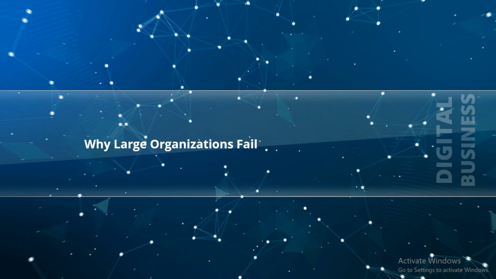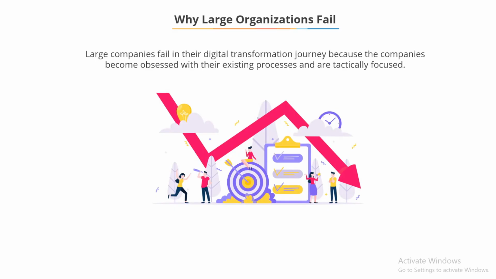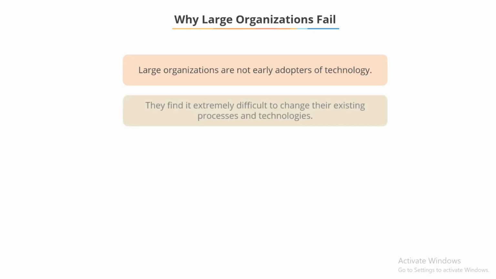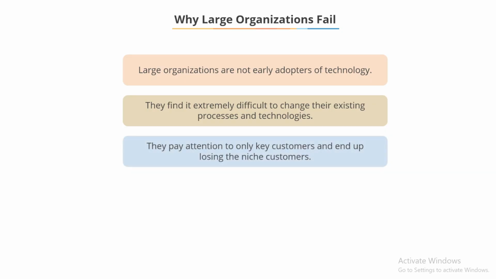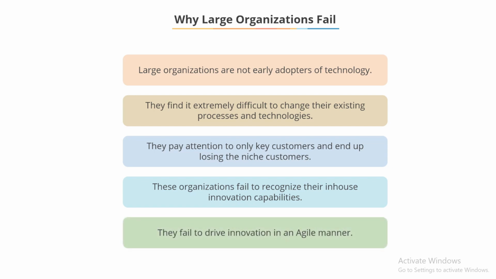Let us see why large organizations fail. Large companies fail in their digital transformation journey because the companies become obsessed with their existing processes and are tactically focused. Large organizations are not early adopters of technology. They find it extremely difficult to change their existing processes and technologies. They pay attention to only key customers and end up losing the niche customers. These organizations fail to recognize their in-house innovation capabilities. They fail to drive innovation in an agile manner.